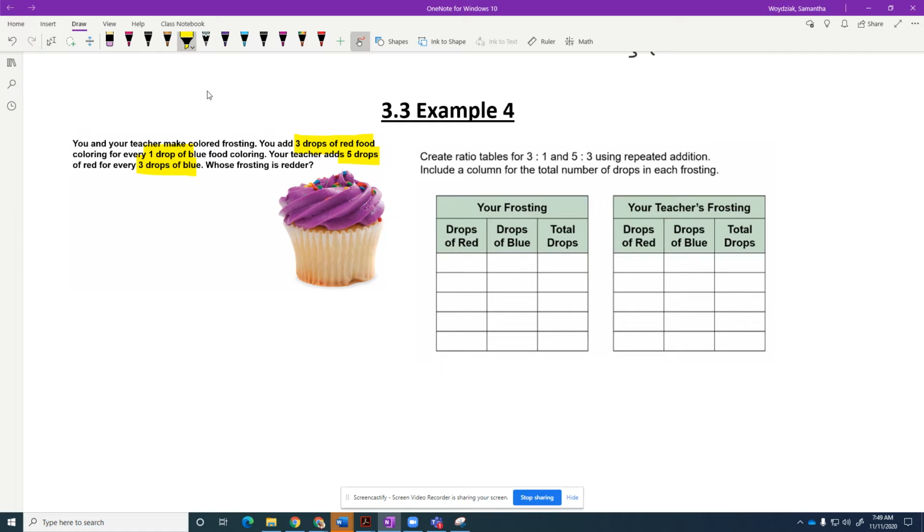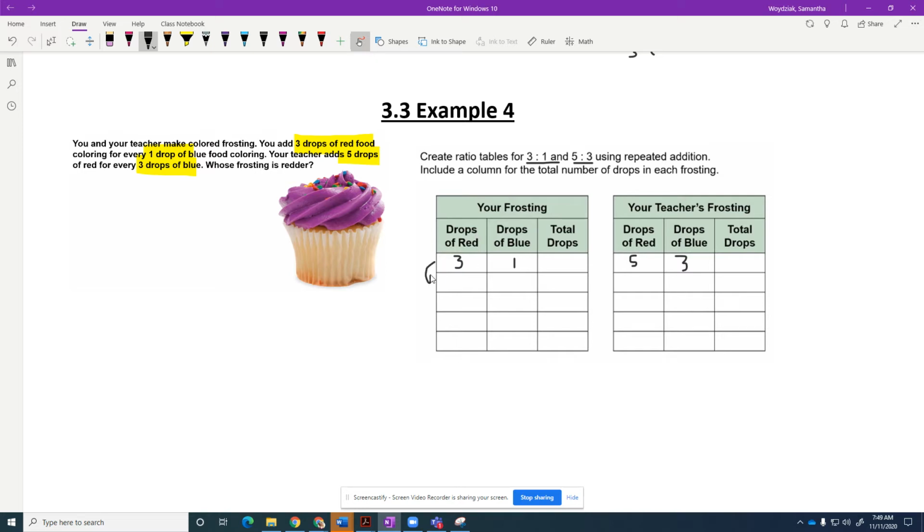So we're going to use those two ratios and create ratio tables to help us solve this problem and really understand what this problem is asking us. So again, we have the ratio table for 3 to 1 and 5 to 3. So I'm going to go ahead and plug in 3 to 1. And I'll go ahead and plug in 5 to 3 over here as well. We're going to start with the ratio 3 to 1. So that means for every 3 drops of red food coloring, there'll be 1 drop of blue.